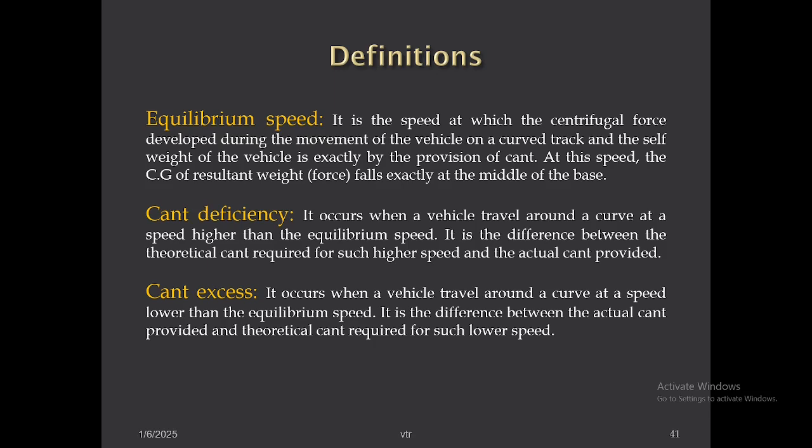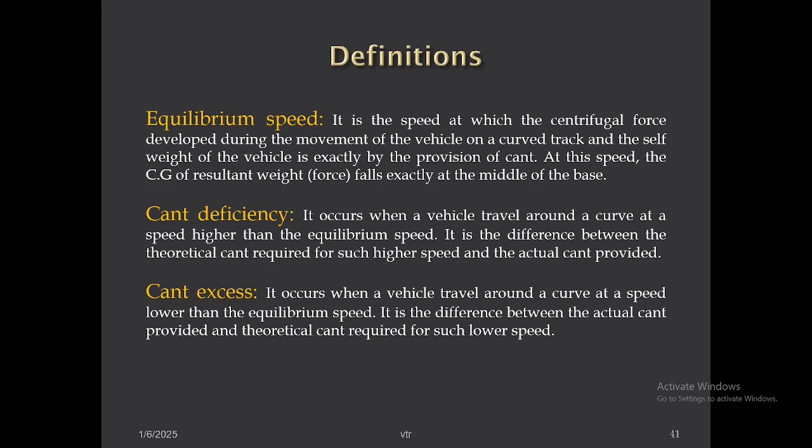Cant excess means the excess cant. Actually, for the particular speed, how much cant is required we calculate using the equilibrium cant formula equal to G V squared by 127 R. But we are providing slightly more. When you are providing more than the required, the difference will be the cant excess.